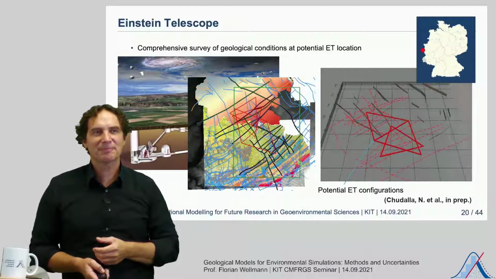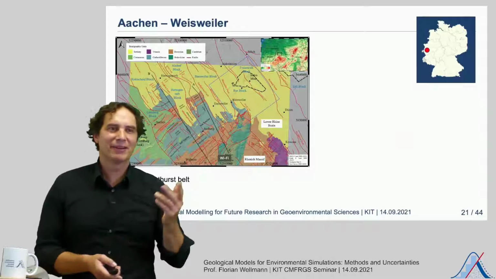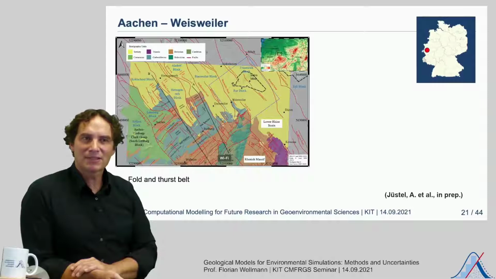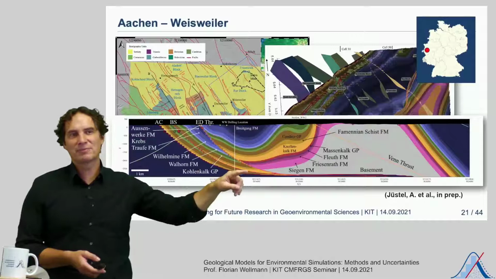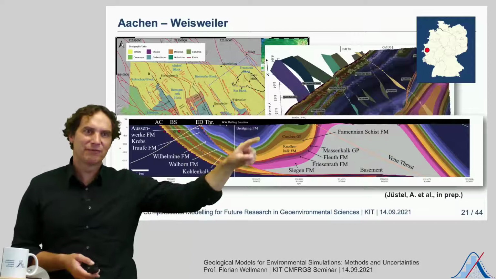We also have another big project by Alexander Justel here, a really fantastic work in the region south of Aachen towards Weisweiler for a geothermal study. And we can see here a bit more on the type of complexity that we can model. This is actually a cross section through the geological model. We can see these fold and thrust belts, and a lot of complexity. We can see still some continuity in the layers, but we can see folding and thrusting all adding up to quite a high complexity in 3D space.